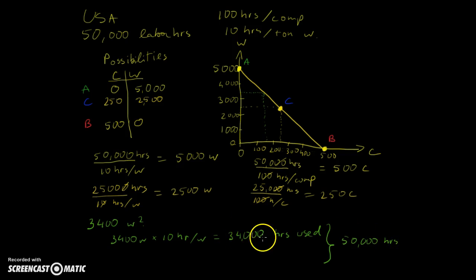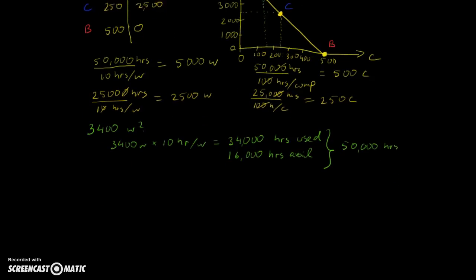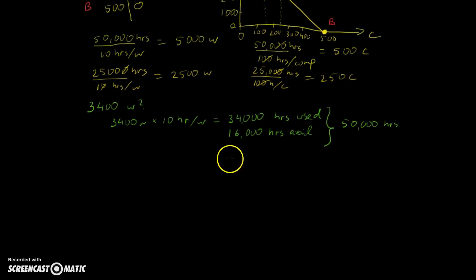Okay, so if 34,000 hours are used, then how many are remaining? That means we have 16,000 hours that are available or remaining. And then the question is, what can we do in those 16,000 hours? And as we have already done, let's again look at what can be done in those 16,000 hours. So in 16,000 hours, when it takes 100 hours to produce a computer, then how many computers can be made?